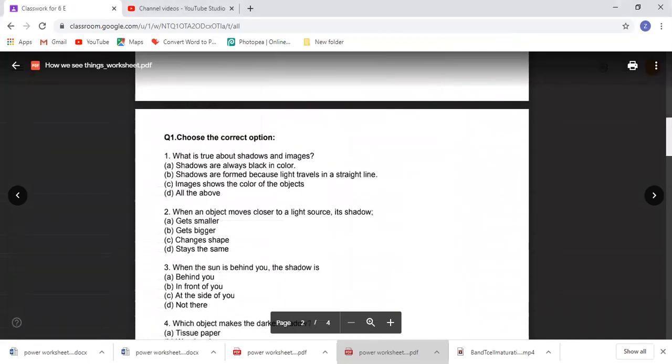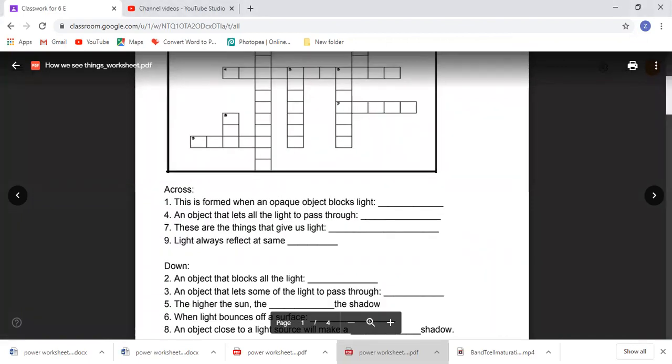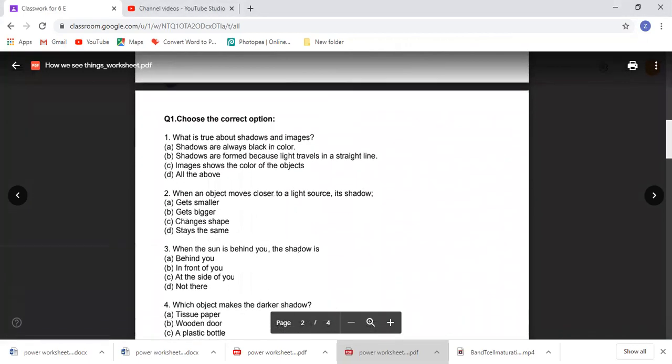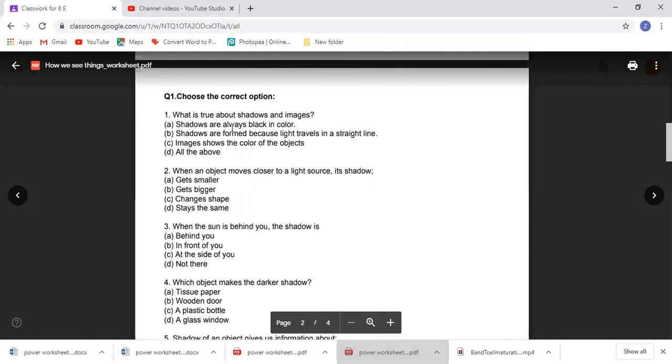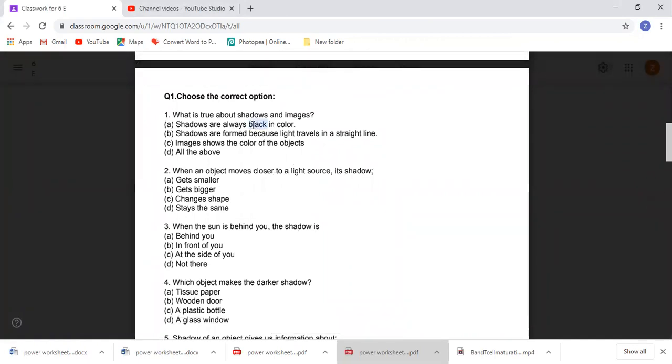Now coming on to the multiple choice questions. What is true about shadows and images? Shadows are always black in color. That's true. We do not see red or yellow shadows. Shadows are formed because light travels in a straight line. I just told you that. So yes, of course. Images show the color of the objects, and that's true. When we see the image of ourselves in the mirror, we do see the color of the clothes that we are wearing, right? So yes, images show the color. So the right answer is all of the above.